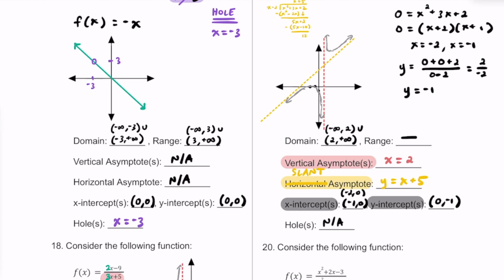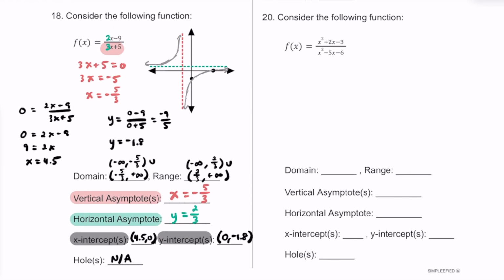Okay, let's talk about number 20, where we have another rational function. We have f of x is equal to x squared plus 2x minus 3 all over x squared minus 5x minus 6. Now we do have two quadratic expressions in the numerator and in the denominator. I think we can go ahead and factor this a bit.